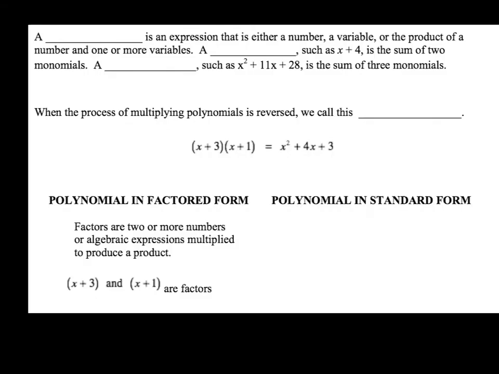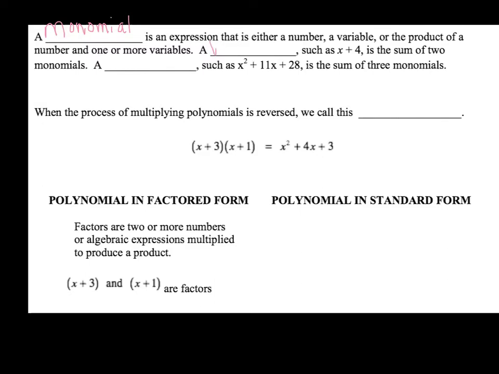Let's begin with some vocabulary. A monomial is an expression that is either a number, a variable, or the product of a number and one or more variables. There's one term, that's why it begins with mon.